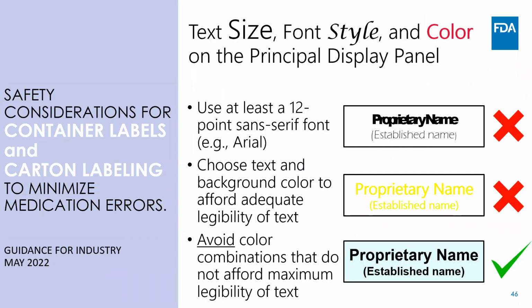And so additionally, when we review labels and labeling, we look to see if the font on the labels and labeling is easy to read, it's not lightweight or condensed, and published references recommend a larger font size, such as 12-point sans serif, in order to improve readability. We also evaluate the color contrast between text and the container or carton background color to ensure adequate legibility of the text. And we recommend that companies avoid color combinations that are difficult to read, such as yellow text against a white background, and use something that's a lot more readable.